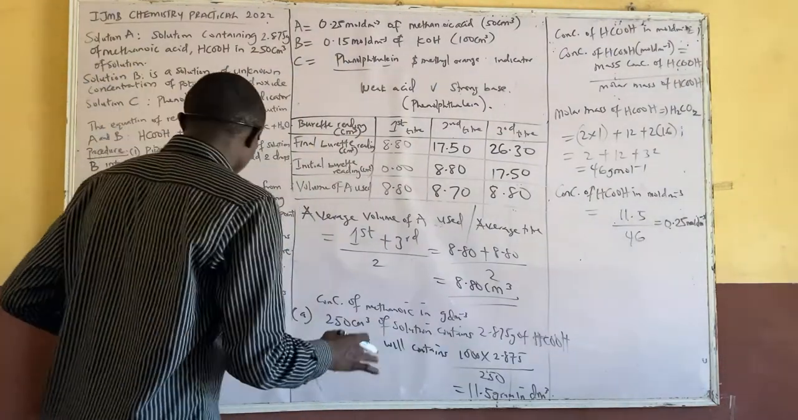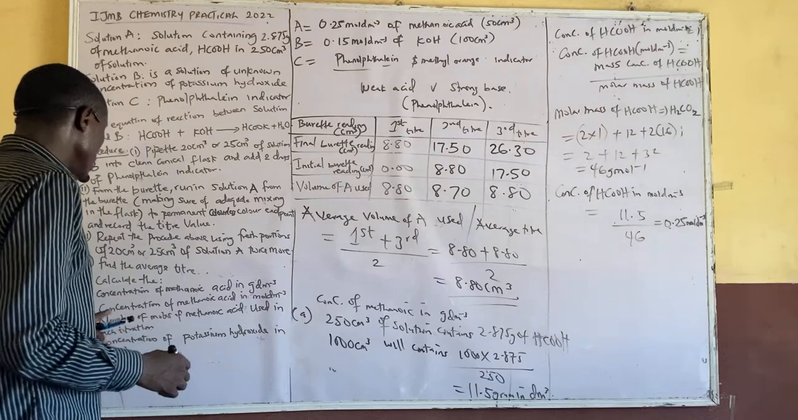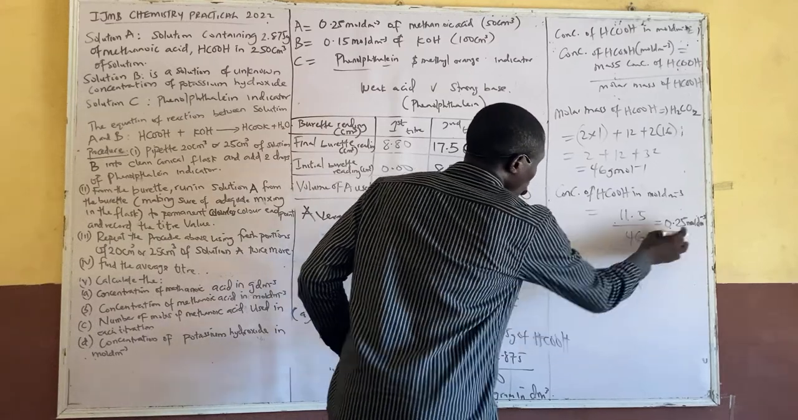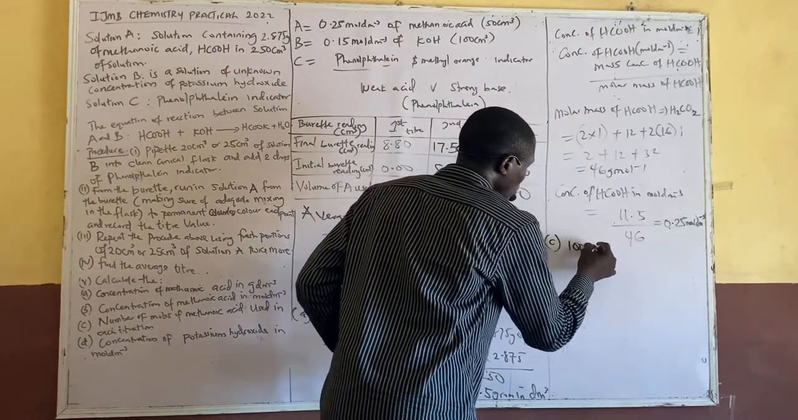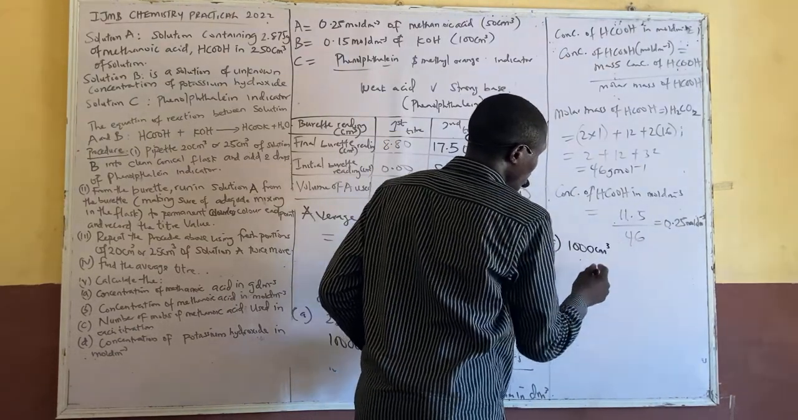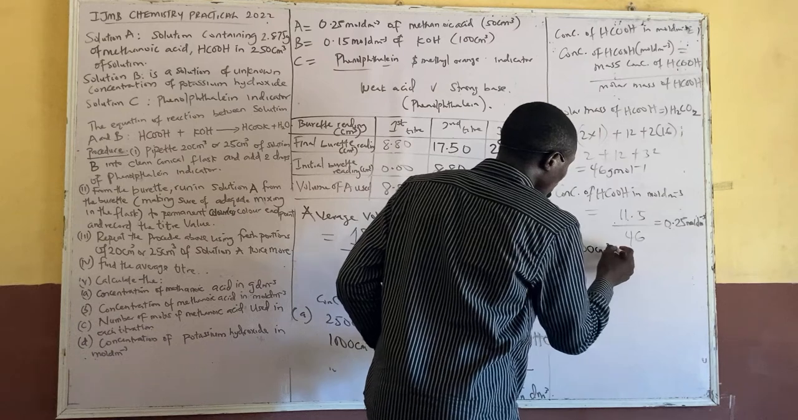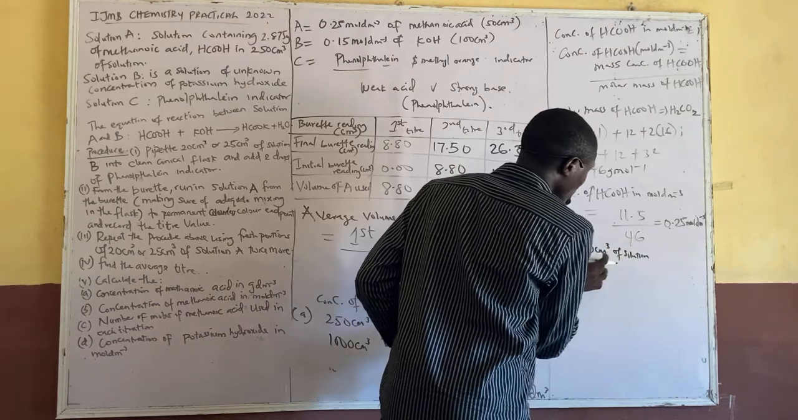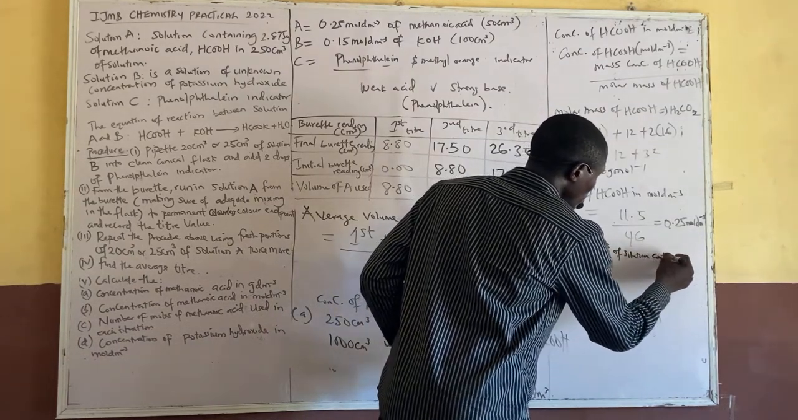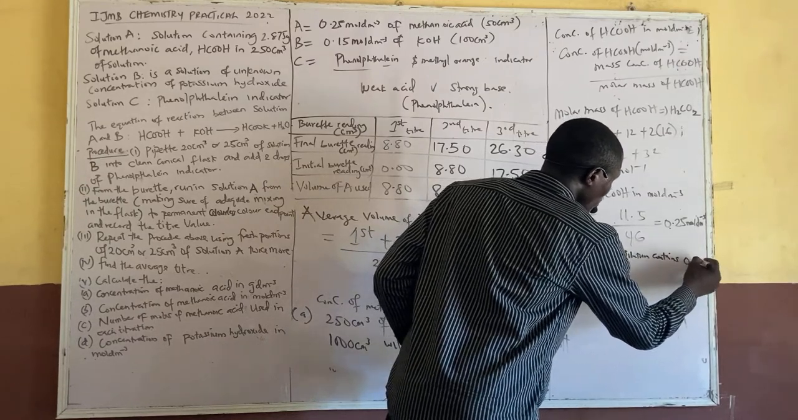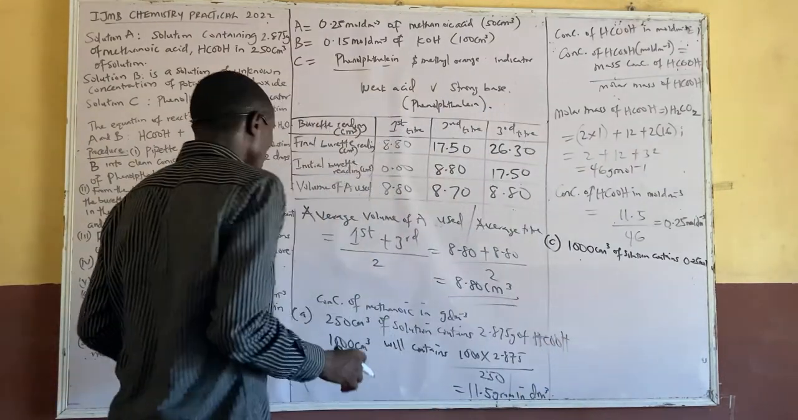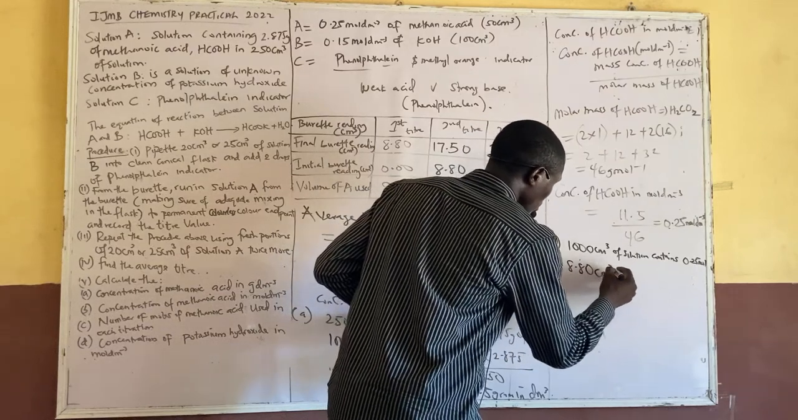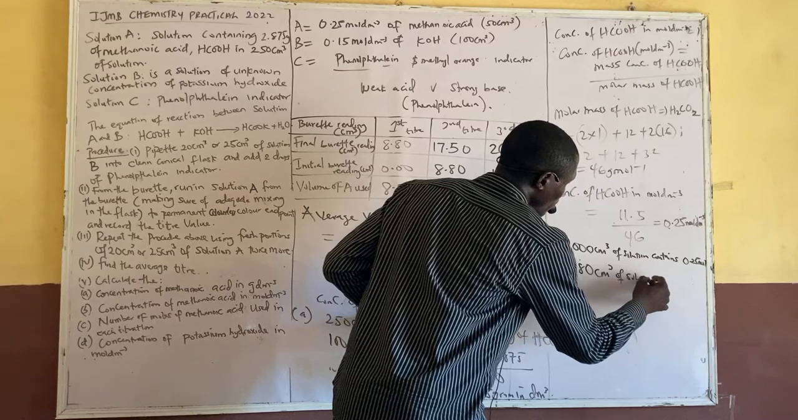So how do we get the number of moles of methanoic acid used in each titration? What we have to do is this. For every 1000 centimeter cube of solution, we have 0.25 moles. The volume of acid used for each titration is 8.80 centimeter cube.